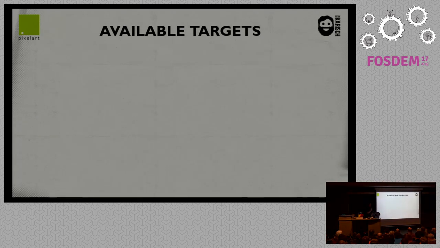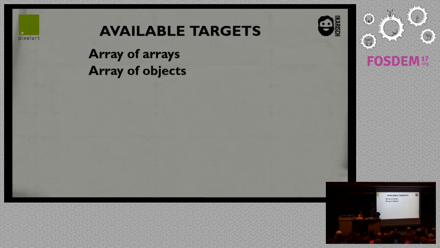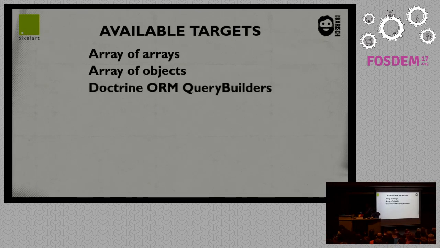Yeah. So, available targets. We have seen some of them already. You can filter on an array of arrays, which means you don't have to create objects or models. A unicorn could also be a two-dimensional array with array keys as the properties. You can filter an array of objects, as we have already had, an array of unicorn instances or turtle instances, and Doctrine or query builders, and now you get awesome for those who are using Doctrine.